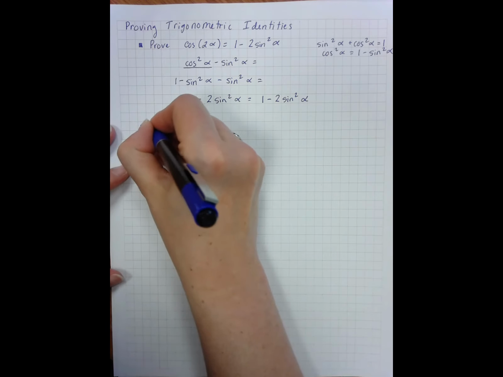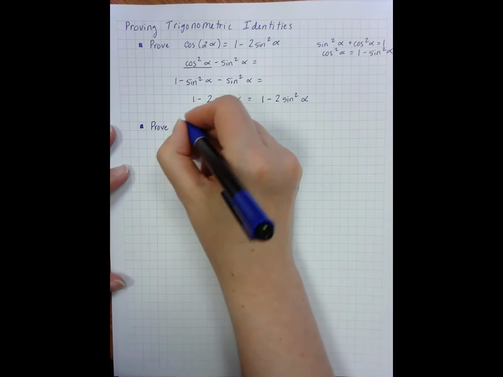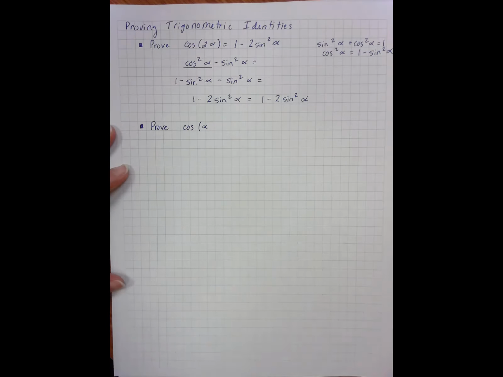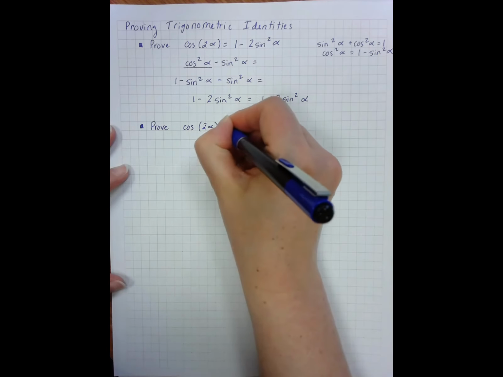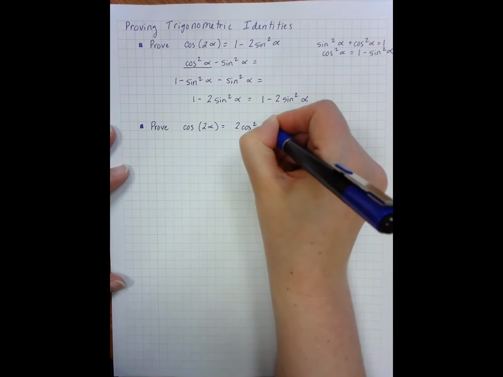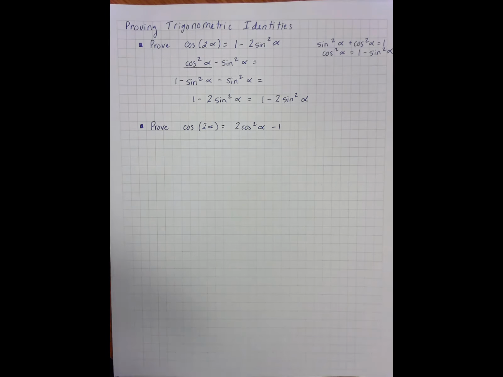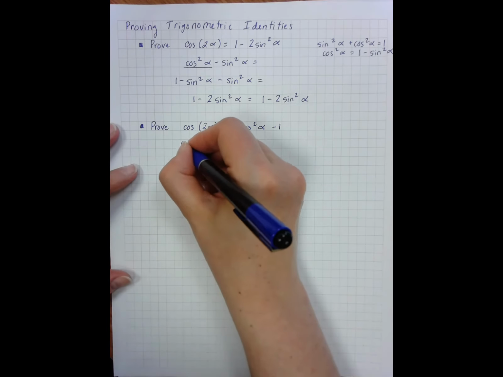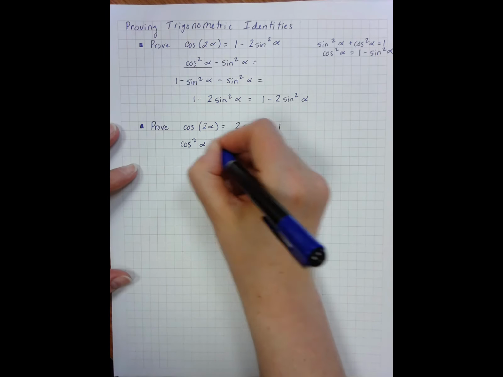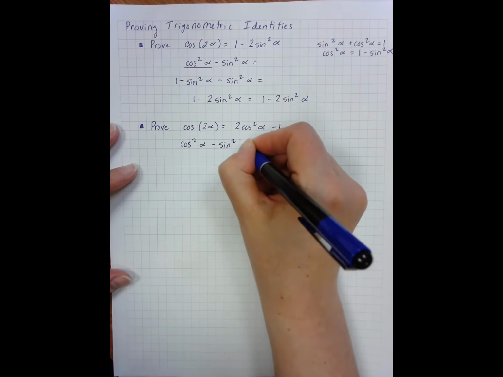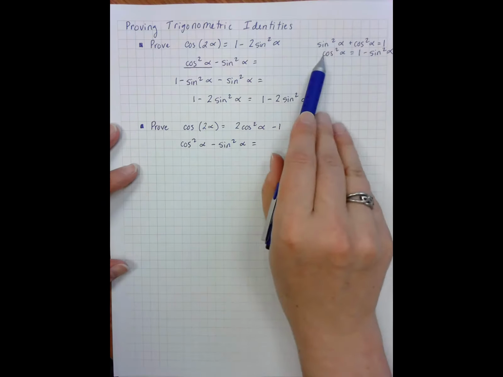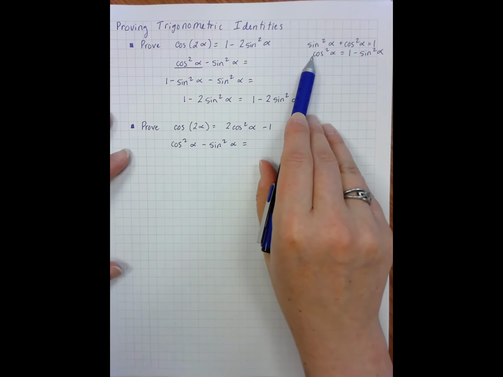Our second example, prove that cosine 2 alpha equals 2 cosine squared alpha minus 1. So again, I'm going to use the fact that I know the double angle. I know the double angle for cosine is cosine squared alpha minus sine squared alpha. And I know again this identity up here, the Pythagorean identity.